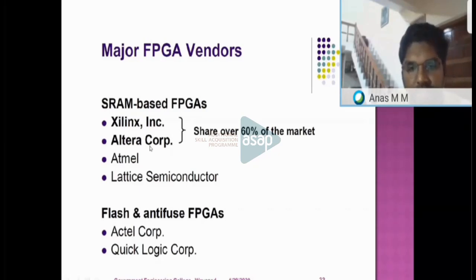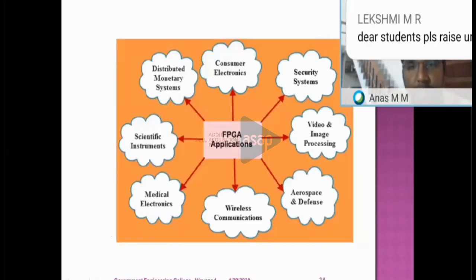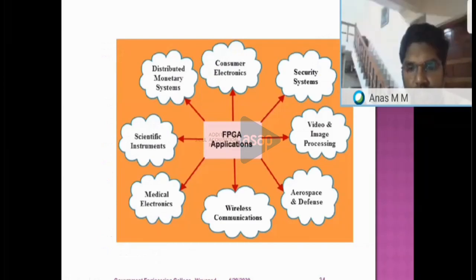These are the different applications of FPGA. It is used in consumer electronics, security systems, video and image processing, defense, aerospace, wireless communication, medical electronics. Everywhere we can use it. Nowadays everywhere we are using FPGAs, and they are replacing ASICs and non-programmable ICs. The applications of FPGA are actually expanding every day.